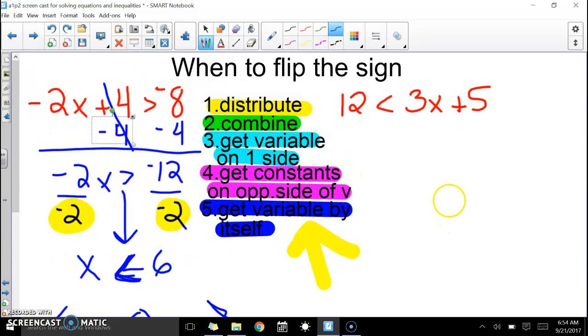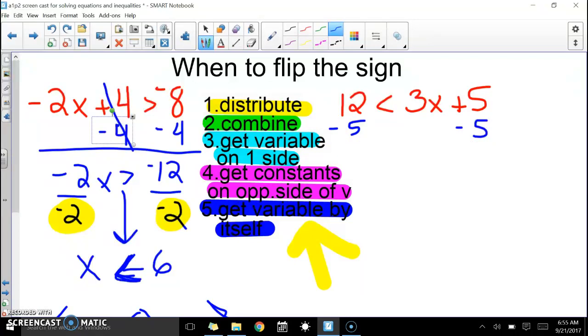Okay. All right, let's look at this one right here. This is another example of when you would flip your inequality sign. Step 1 says distribute. There's nothing to distribute. Step 2 says to combine. Nothing to combine. Step 3 says get the variable on one side, and boom, it is already done. Step 4 says get the constant on the opposite side of the variable. Here's my variable. Here's the constant. I need to get rid of it. So I'm going to subtract 5 on both sides.